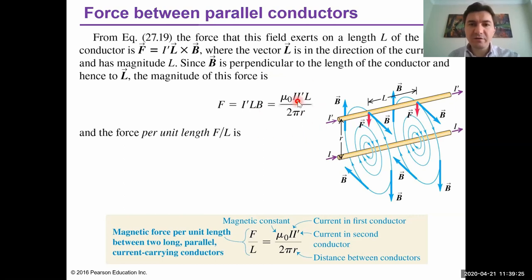So what do you see here? If you take this L here, F over L, you have that expression: mu zero I times I prime, current in the first conductor, I prime current in the upper conductor, over 2 pi r, with r the distance between the conductors. This is F over L, the magnetic force per unit length between two long parallel current carrying conductors.